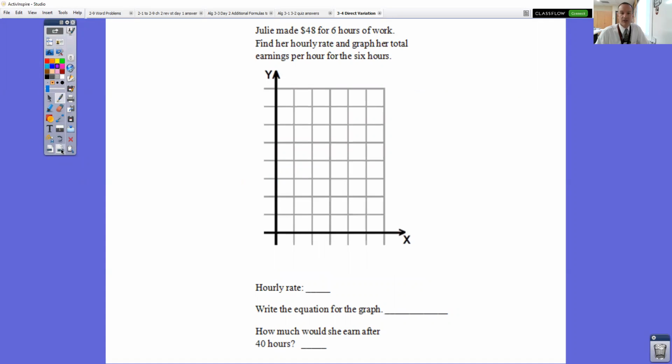Julie made $48 for 6 hours of work. Find her hourly rate and graph her total earnings per hour for the 6 hours. Now, when you go to start this one, first of all, we always need a title for our graph. So let's say that this is Julie's earnings. Always make sure that your graph has a title.